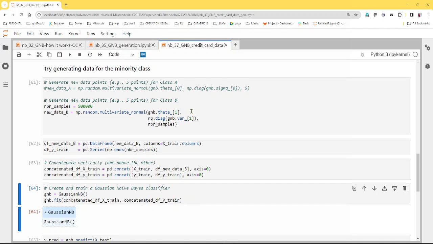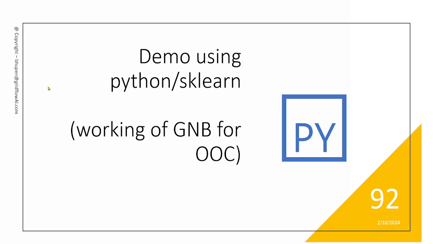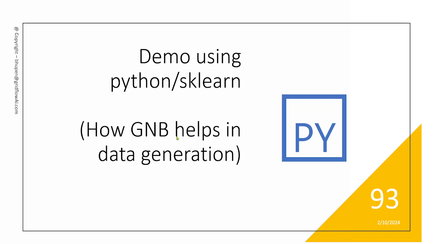We talk about really modern-day generative models like transformer and BERT. Naive Bayes can also be one of the options in our data science tools. So that was the demo. I showed the out of core learning, and after that, we also looked at how Gaussian Naive Bayes helps in data generation.